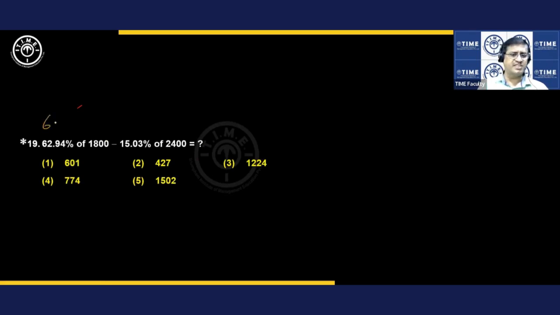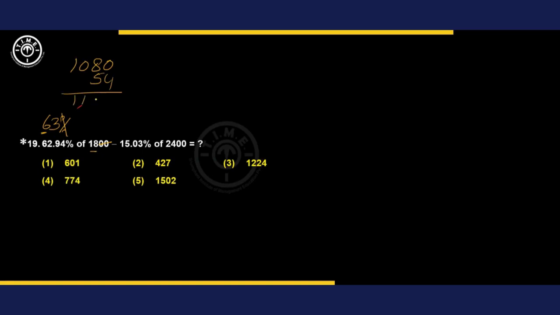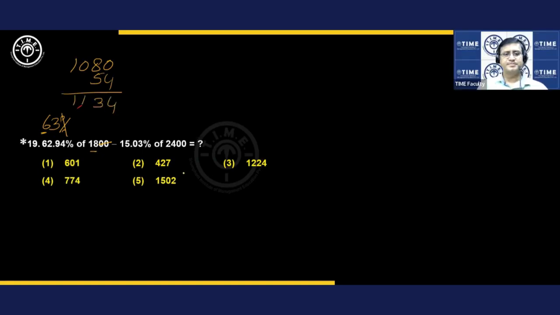62.94 means approximately 63%. In percentages, zeros we can cancel directly. How much is the product of 63 into 18? Listen to me carefully. 6 into 18 is 108, but it is not 6, it is 60, so 1080. 3 times 18 is 54. Adding this, 1134. So 63% of 1800 is 1134.